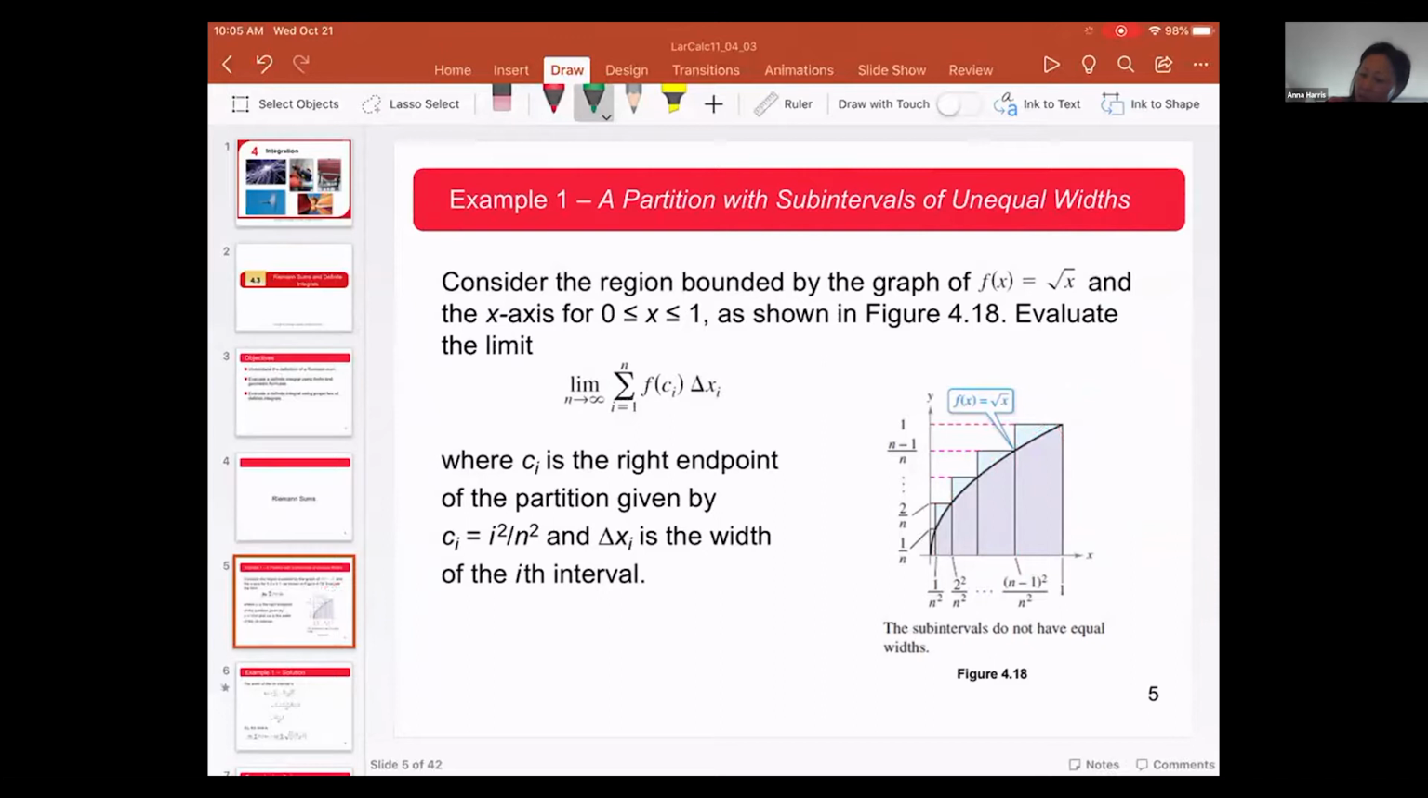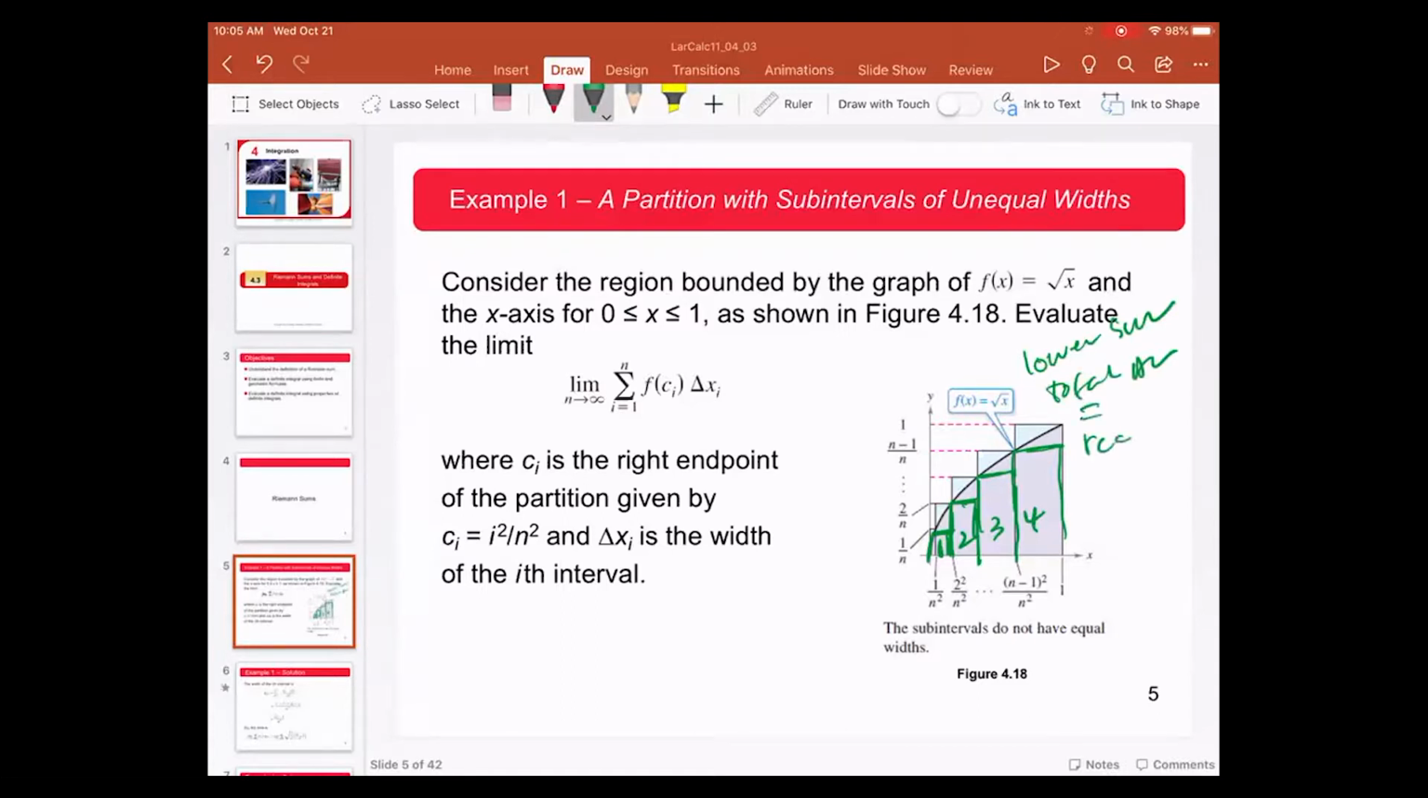I'm gonna draw my rectangles. That'll be my first one. That'll be my second one. That'll be my third, my fourth. So 1, 2, 3, 4. So this is called lower sum. So this total area is again rectangle 1 plus rectangle 2 plus rectangle 3 plus rectangle 4.